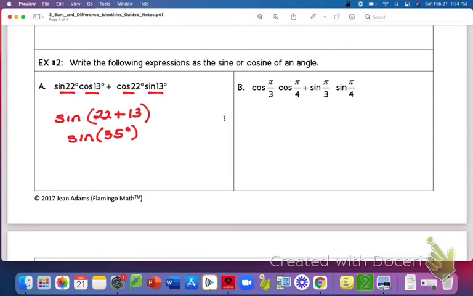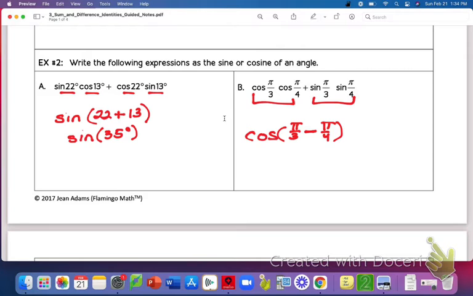the sine of 35 degrees is. I could use my calculator to come up with that, but we'll just leave right there because it's just asking us to write it as an expression as sine or cosine. For B, we have cosines together, sines together, so that's going to be a cosine. Then we got to decide if it's plus or minus. Remember, cosines alternate signs. My alpha is pi over 3. My beta is pi over 4.